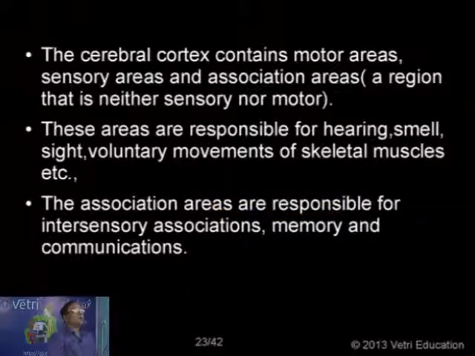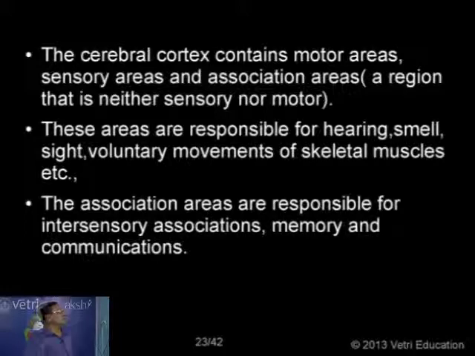Now, if you analyze the functional areas of the cerebrum, each cerebral hemisphere is apparently divided, not completely, into 4 lobes. We have the frontal lobe, then the temporal lobe laterally, then the superficial one, the parietal lobe, and at the back the occipital lobe. So we have 4 lobes apparently, and each lobe is responsible for a specific function: frontal, parietal, temporal, and occipital.